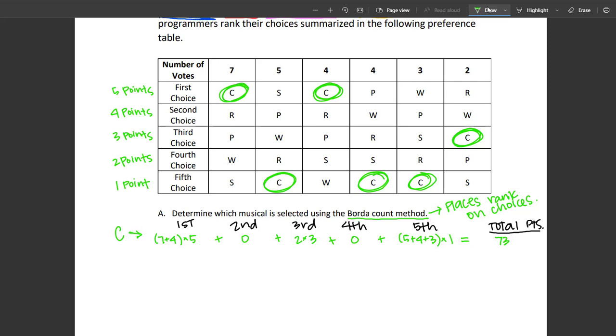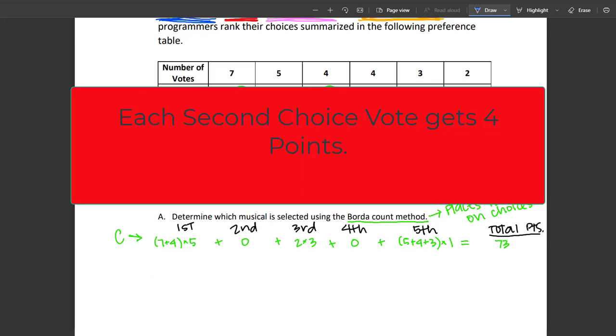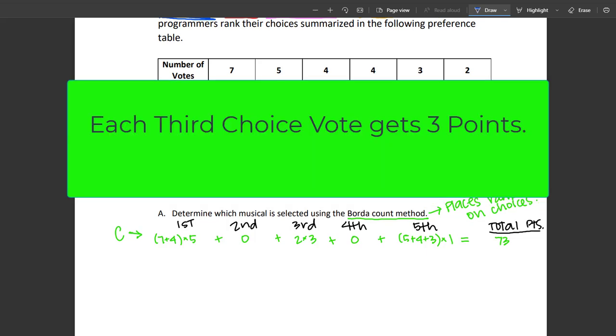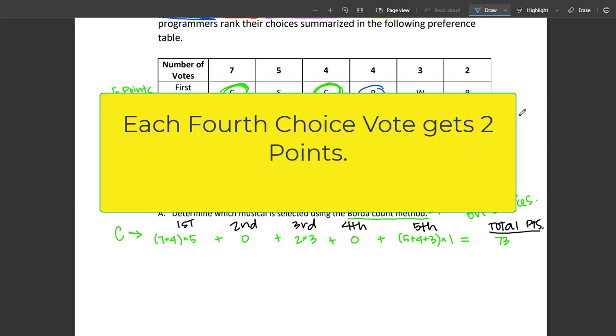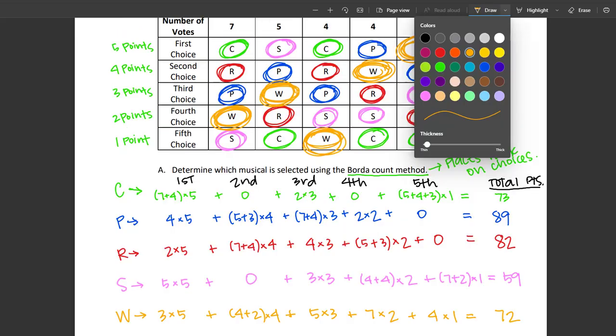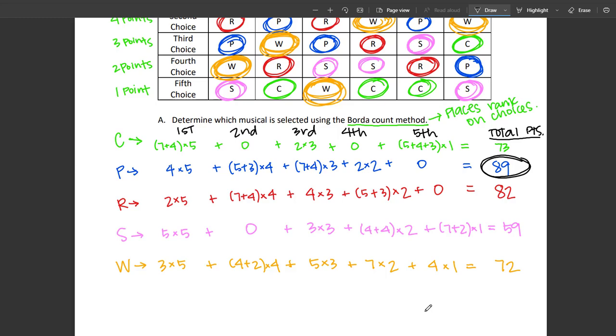So we're going to continue going through each musical, and for every first place vote, the musical is going to get 5 points. For every second place vote, the musical is going to get 4 points. For every third place vote, the musical will get 3. For every fourth place vote, the musical will get 2 points. And then for every fifth place vote, the musical will get 1 point. So we have added up all of the points for each of these musicals. We are going to take whichever one is the highest, and that is our winner. So the highest one is 89 points. So that means that the Producers would be the winner.